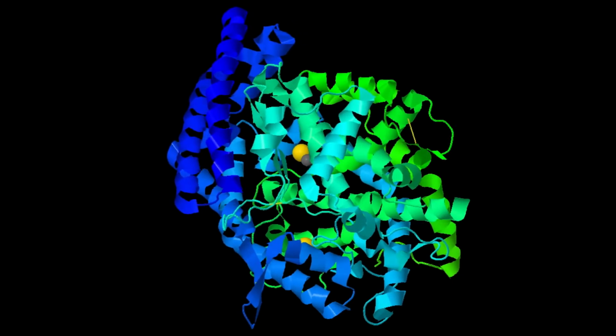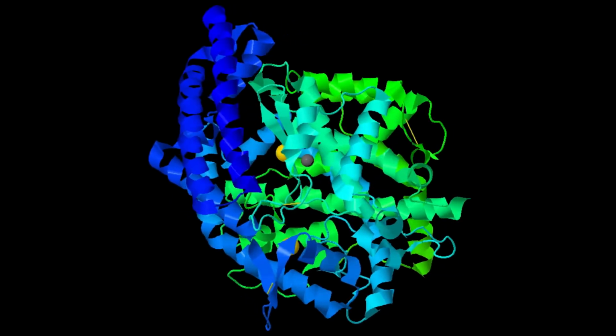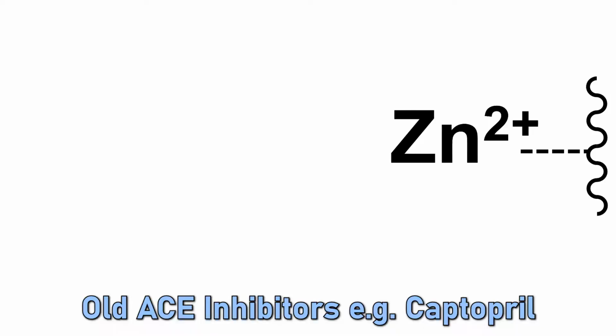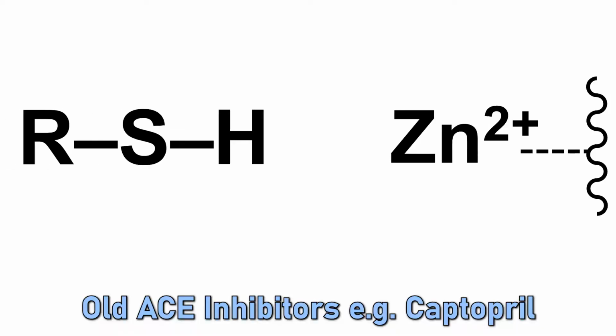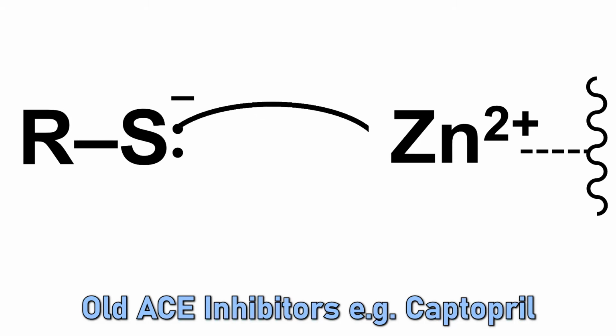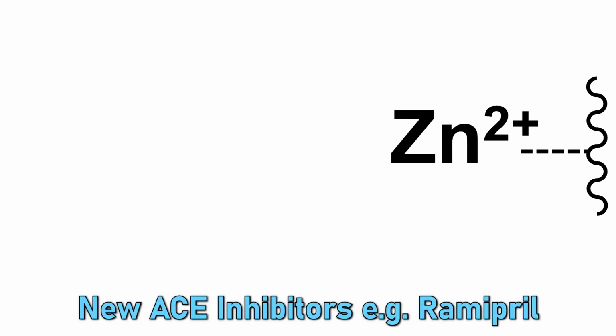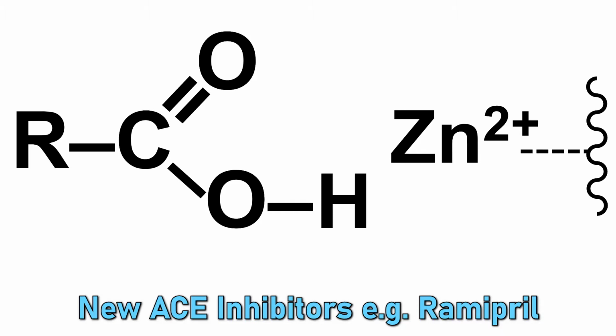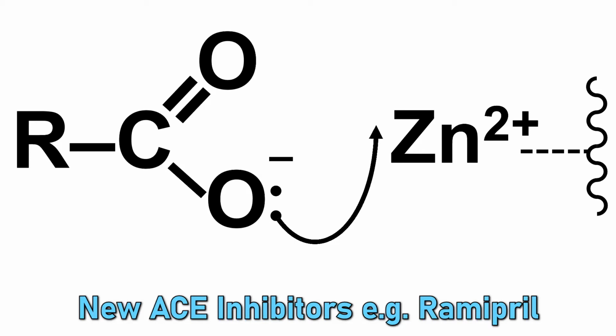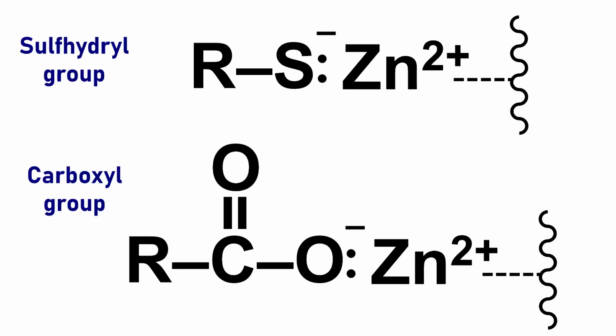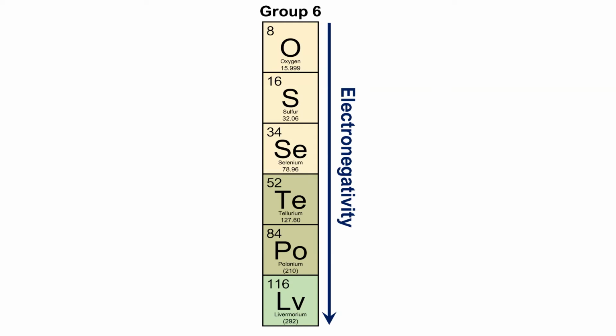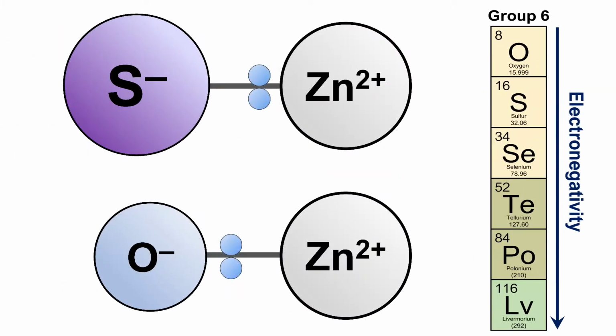The active site of ACE contains a zinc metal ion, and ACE inhibitors work by binding to this ion. Old inhibitors, such as captopril, contain a sulfhydryl group which forms a dative covalent bond to the zinc ion. Newer inhibitors, such as ramipril and lisinopril, contain a carboxyl group. This dissociates to form a carboxylate ion, which also forms a dative covalent bond to the zinc ion. Although both inhibitor moieties form covalent bonds, the sulfhydryl group forms a stronger bond than the carboxyl group. This is because sulfur is less electronegative than oxygen, causing a greater sharing of electrons.